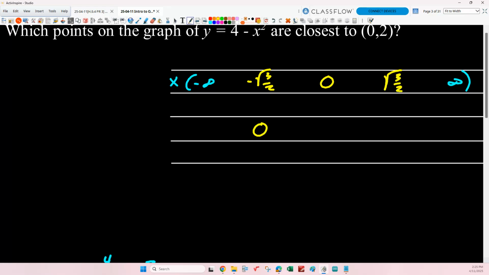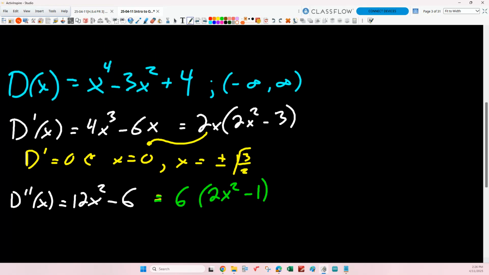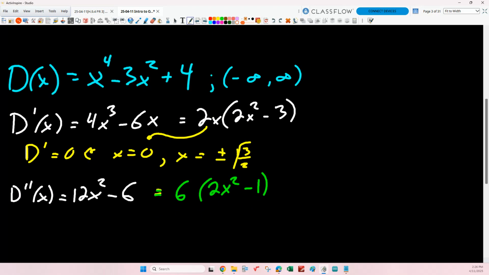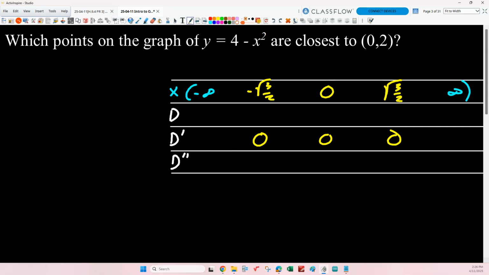Okay, those are zeros of d prime. And so all we need to do here is just check the sign of the second derivative. What's the sign of the second derivative at 0? The second derivative at x equals 0? Oh, yeah, you're right, negative, yep. Okay, yeah. No, you're good. 0 minus 6. Negative. Okay.